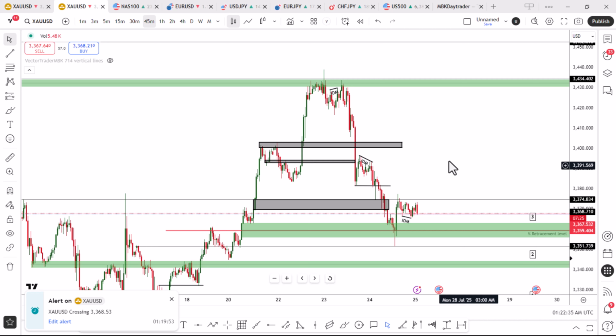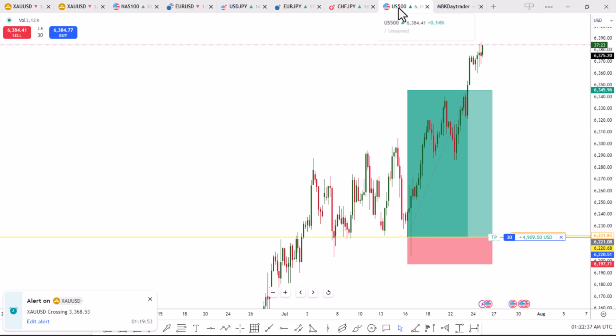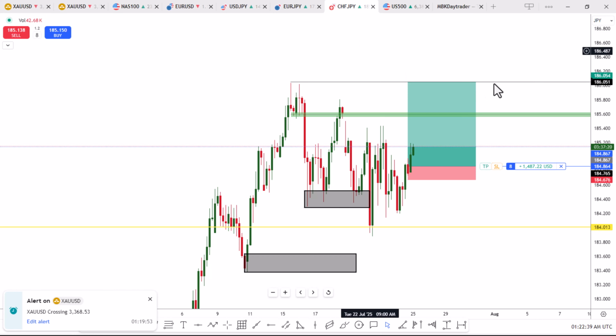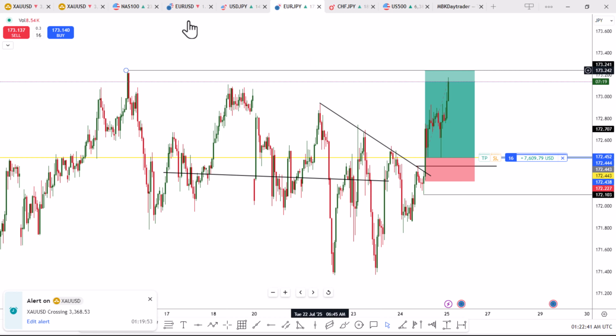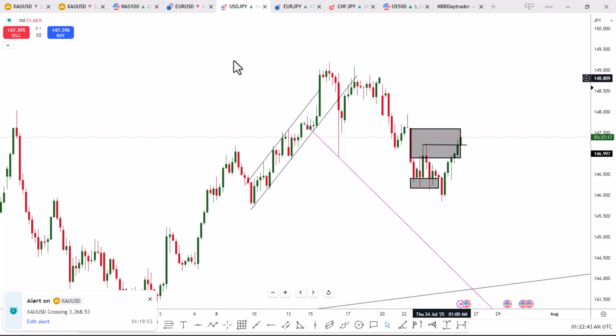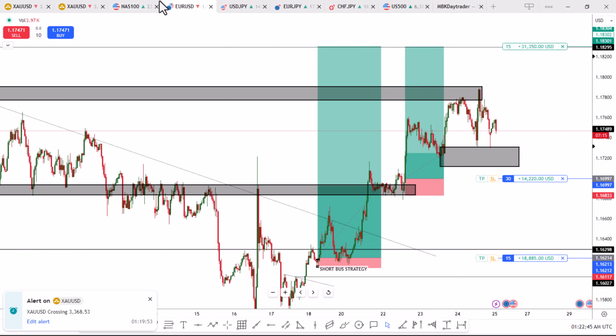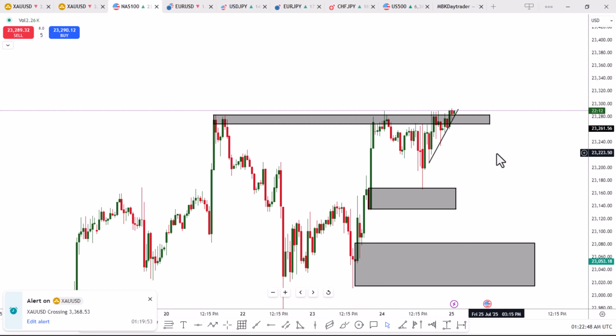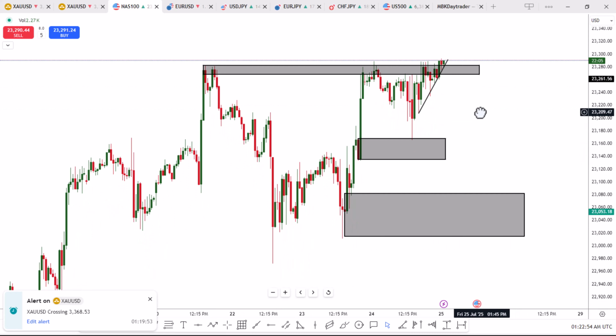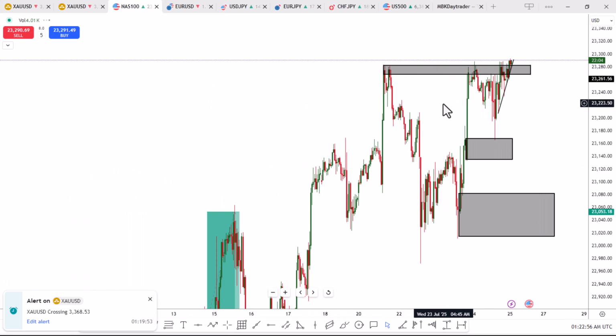So yes, these are things that you should understand, especially if you want to start scaling in and building your account really, really fast. You have to know which pair is good at the moment, which pair is not good at the moment. I have to end this video, so I'll make an analysis on Nasdaq, because yes, it's a very good pair at the moment.